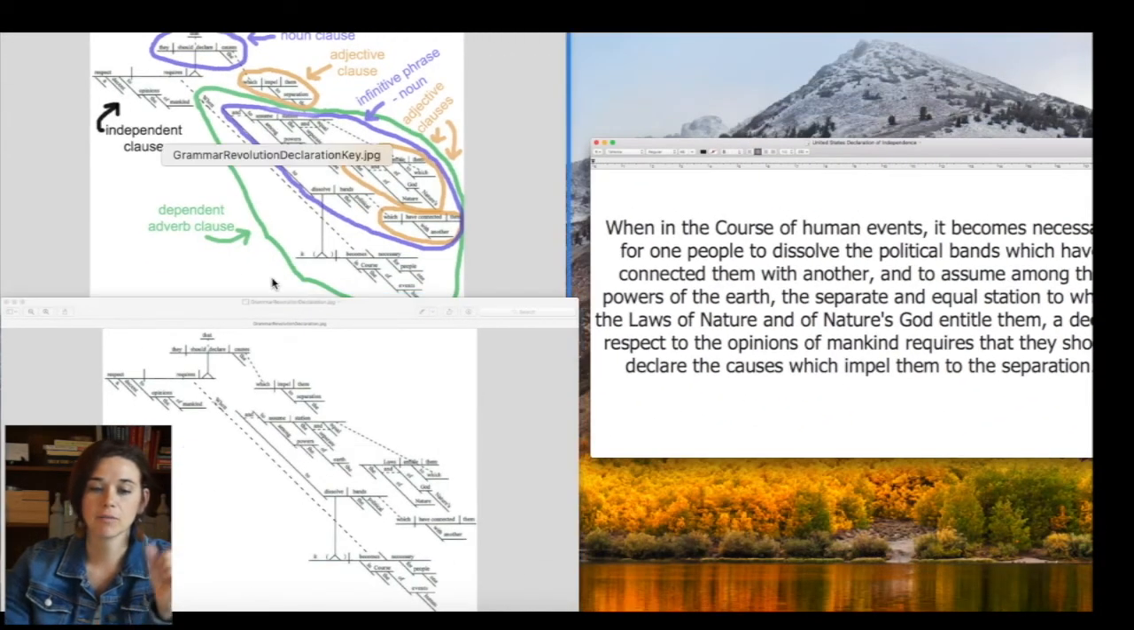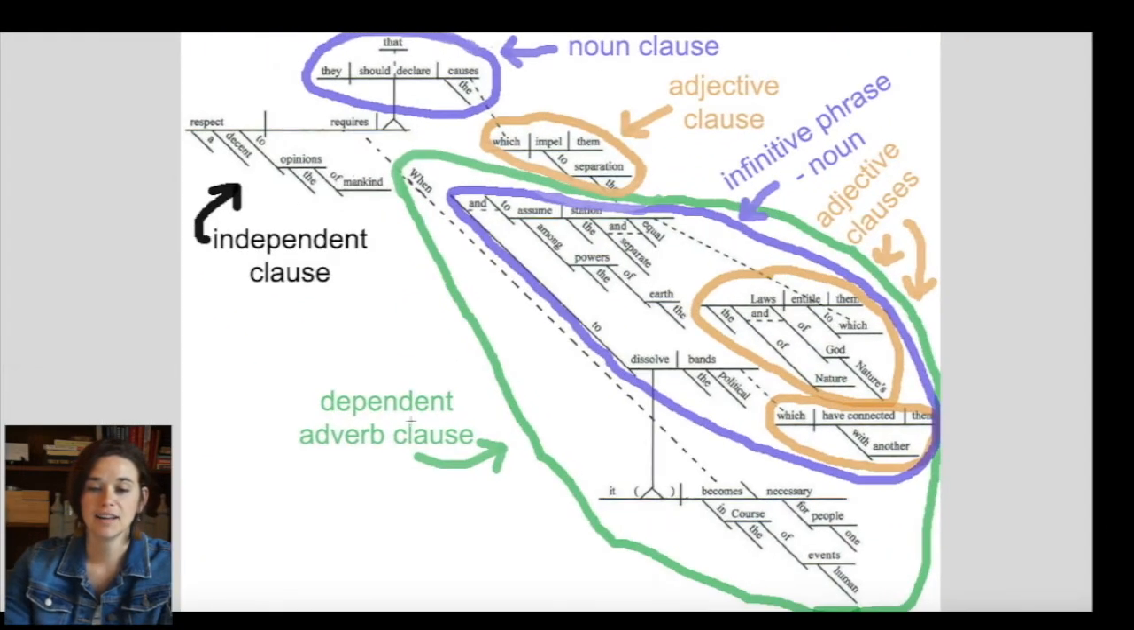However, now I'm going to switch to a different version of the diagram, and this one I have some information on here pointing things out. So when we look at the sentence diagram, it's a little bit easier for us to see what the main idea is. And this part right here is the independent clause. This is the main driving force of the sentence. A decent respect to the opinions of mankind requires that they should declare the causes. This whole thing here is the independent clause.